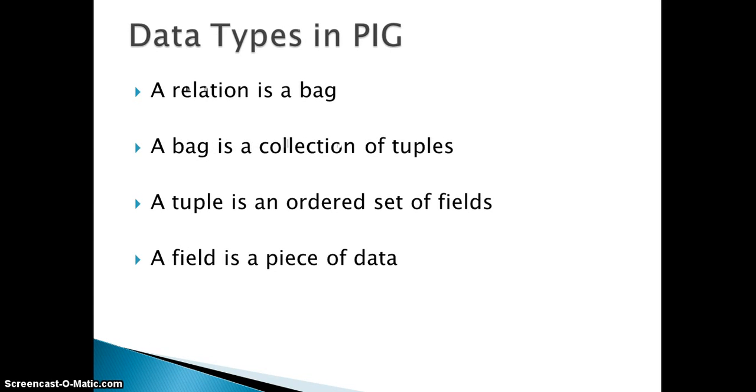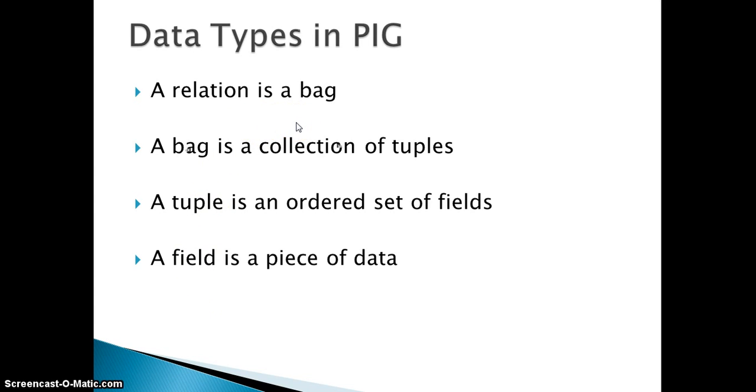So what are the data types that are available in Pig? Before that, we have to see some terms or jargon that we have to remember in Pig. One is relation, and a bag, a tuple, and a field. So what is a relation? A relation is a bag. A bag is a collection of tuples. A tuple is an ordered set of fields. A field is a piece of data. Maybe confusing, isn't it? So let me make it easy. A relation is like a table.